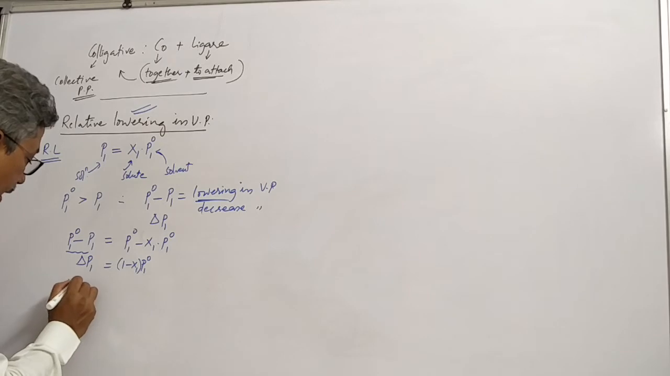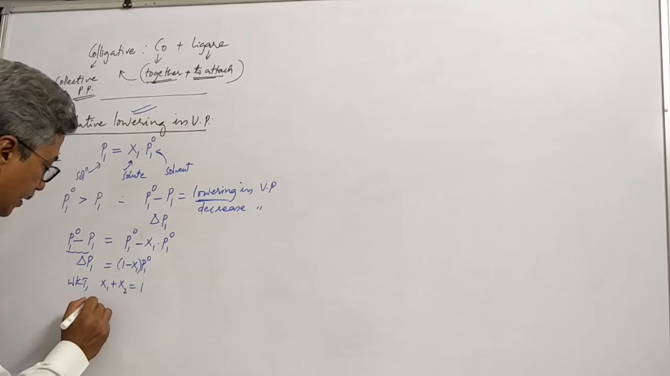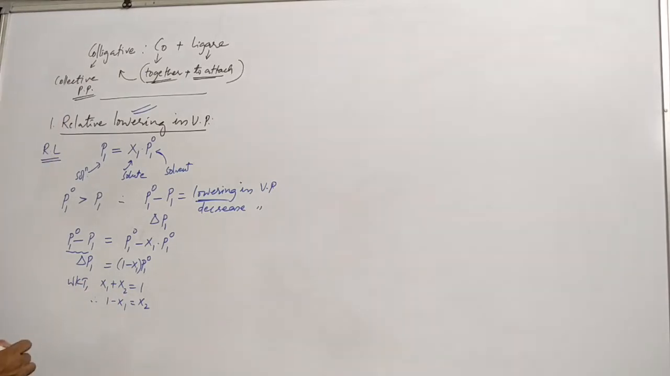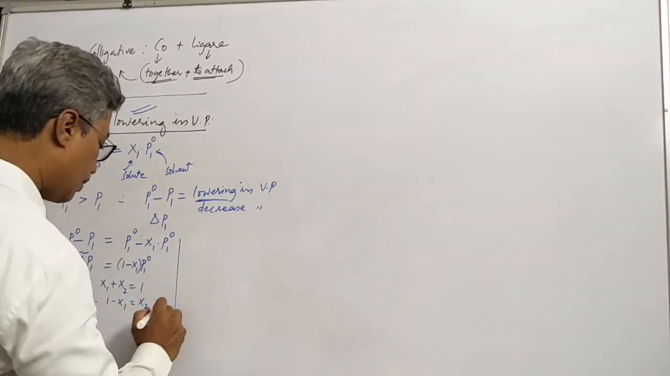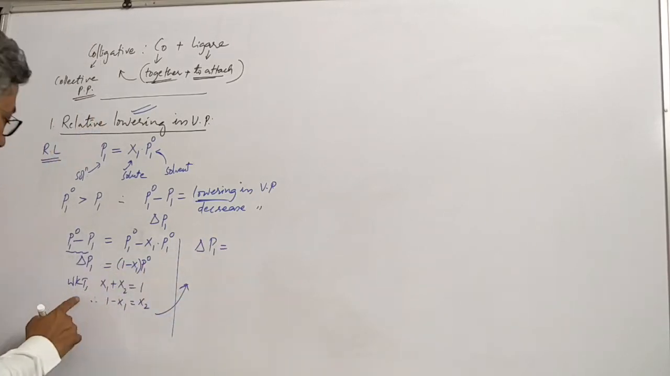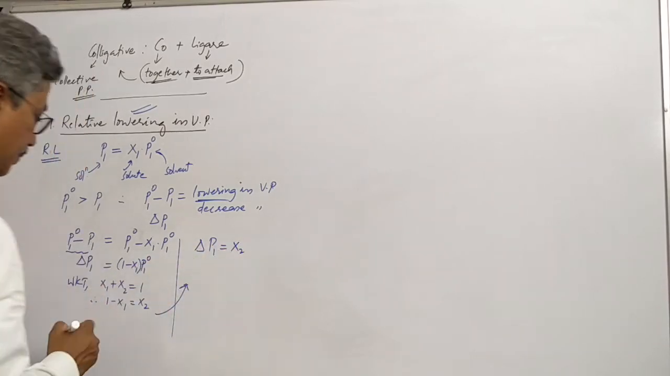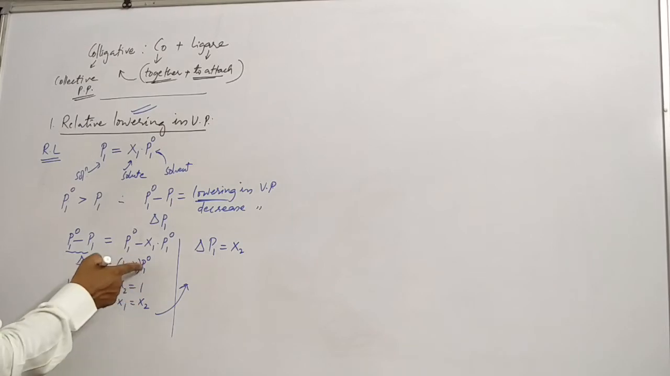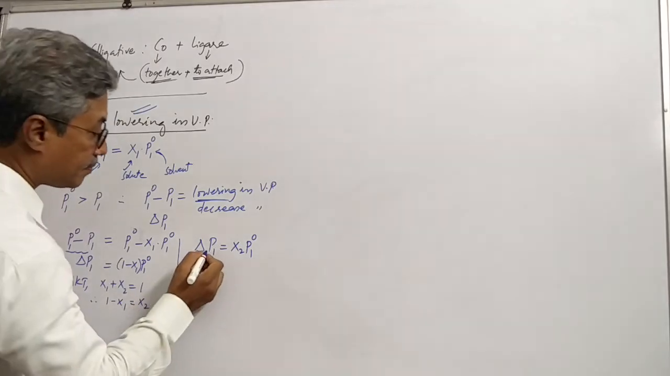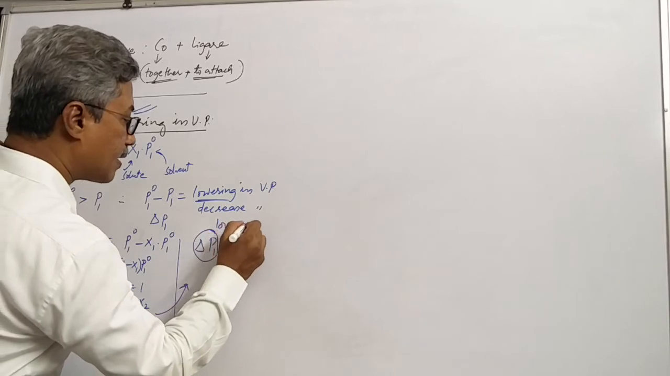Now, we know that x1 plus x2 is 1. Therefore, 1 minus x1 will be x2. Clear? Now, from this what we can get is, delta P1 is equal to 1 minus x1, which is x2, and P01 remains as it is. See students, this is lowering in vapor pressure.